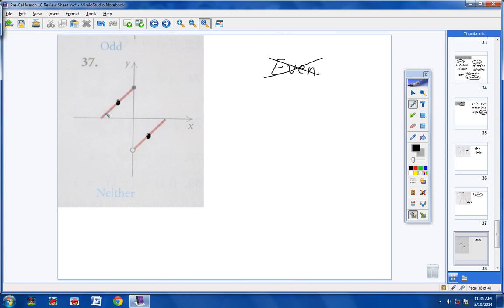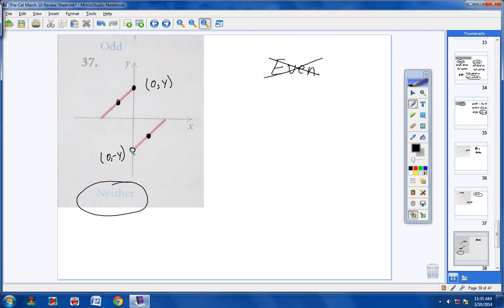But it has to be true for every point. And so notice this point here would be what? It would be 0 comma up y. So then we have to have the point exist that's 0 negative y, and that's this point right here, and it doesn't exist. It's open, and that's why the answer is neither.